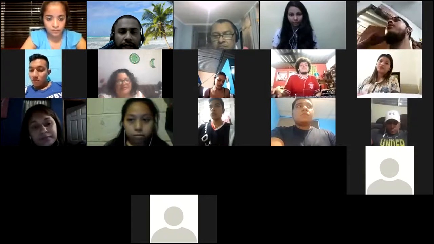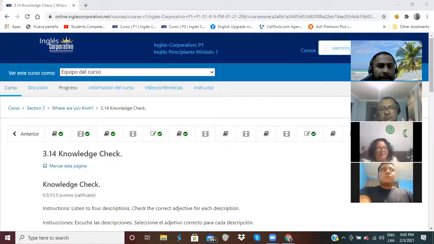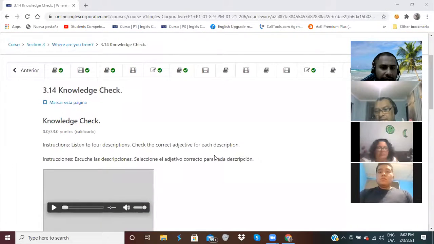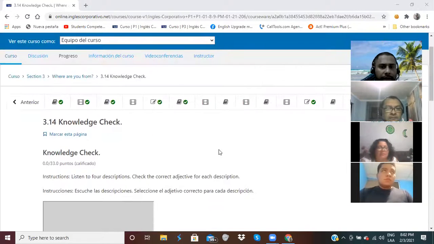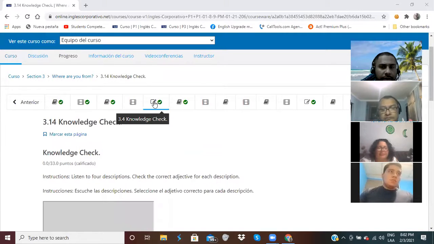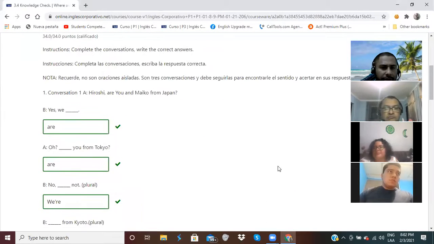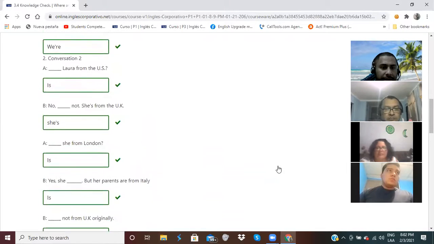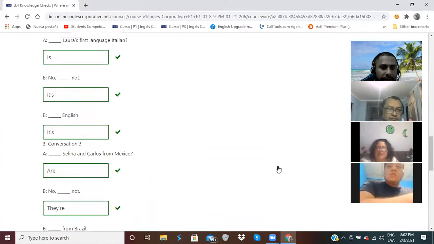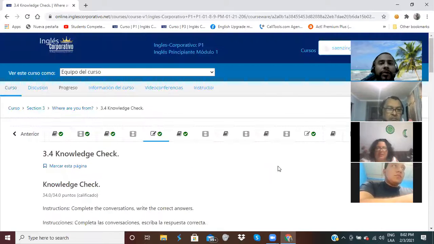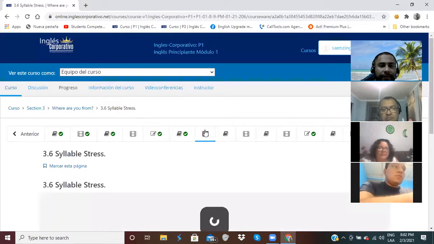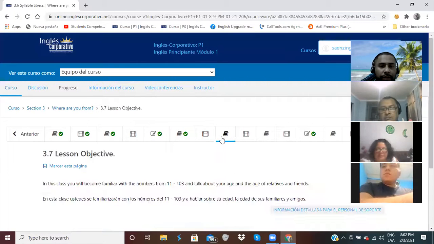Today, we're going to start looking at the following activity, which is coming from section number 3. We're going to be moving on to activity 3.14, knowledge check. Did we do this one, 3.4? Oh yeah, we did this one yesterday, right? Esta la hicimos ayer, right? So today we're going to be looking at video. We looked at the syllables. We're going to look at 3.7.